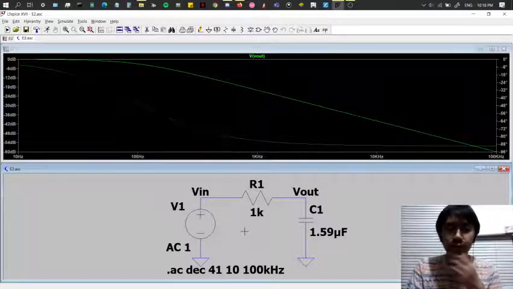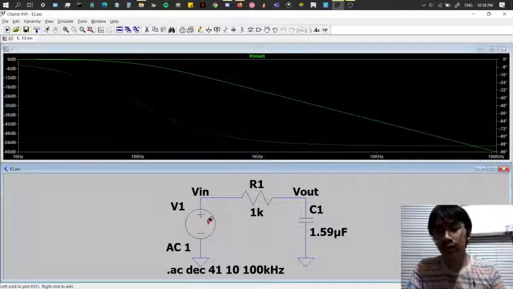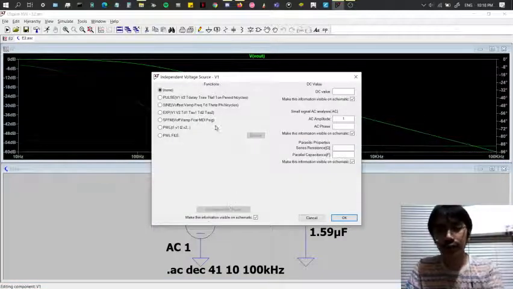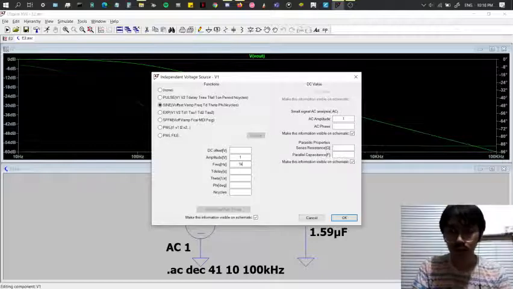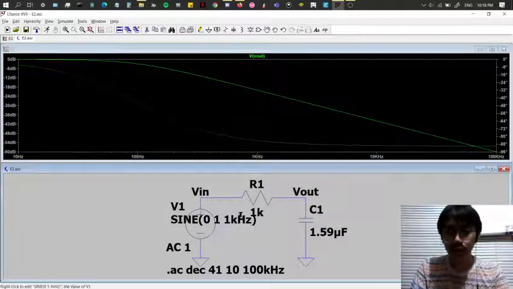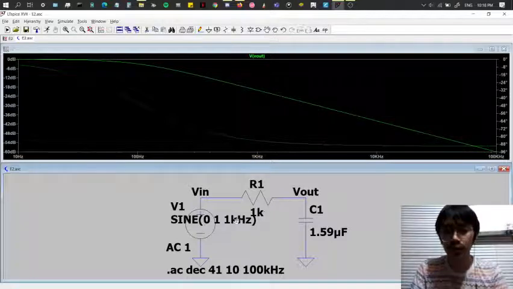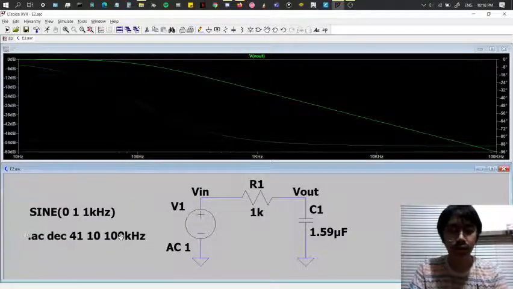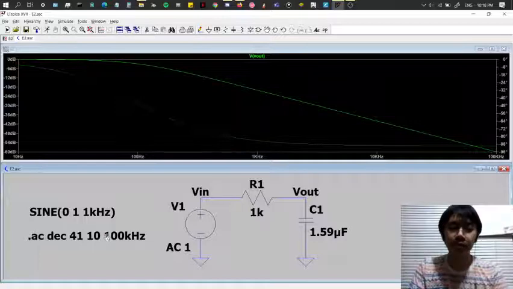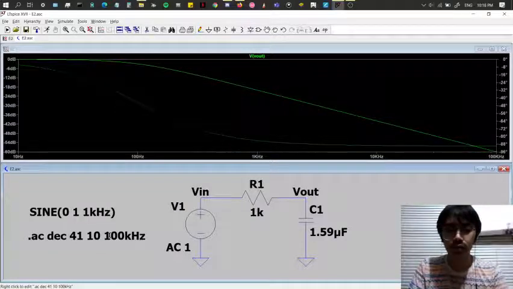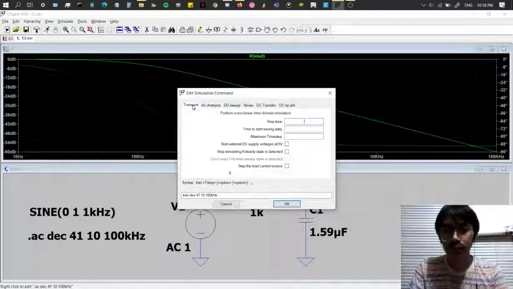So in order to do that, we need to change the voltage of our circuit. You need to change it into sine with an amplitude of 1 volt and a frequency of 1 kilohertz. As you can see, there will be an additional text right here, so we just move it here for a better view. This line right here, this 100 kilohertz something, is the simulation command. So we just need to right click here and then choose the transient.